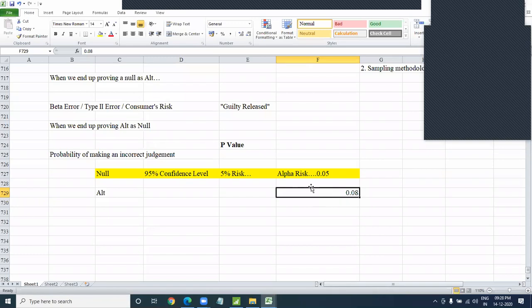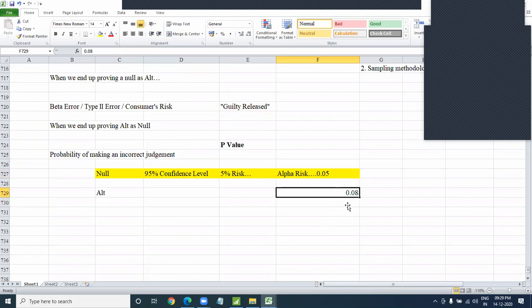You have a null definition which says there's no relation, and if you go with this definition, you have a 5% chance that you will be wrong. If you go with the alternate definition, you have 8% risk. Which one would you go with, null or alternate? If you go with null, which says there is no relation, you have a 5% chance you may be wrong. But if you go with alternate, saying X has a relationship with Y, there's an 8% chance you will be wrong. We have 5% risk in null and 8% risk in alternate.